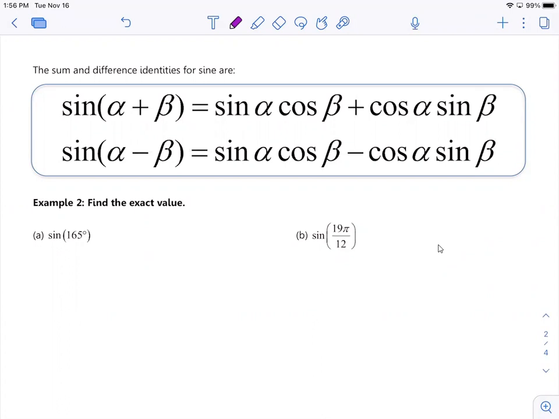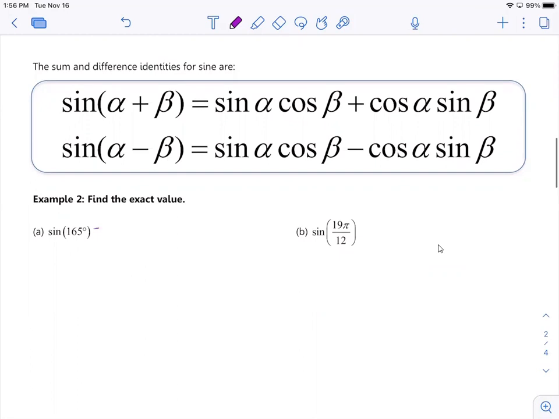We just want to figure out how we can break up 165 degrees into two things that are on our unit circle. It is up to you if you want to add them or subtract them. I'm just going to go ahead and add, because sometimes it forces you to only use one. One thing that really stands out to me is I could just do sine of 120 degrees plus 45 degrees. Order doesn't matter because the identity will take care of it in the formula.